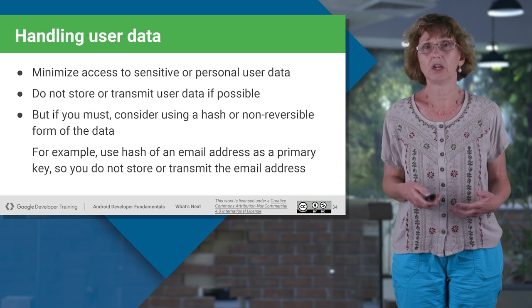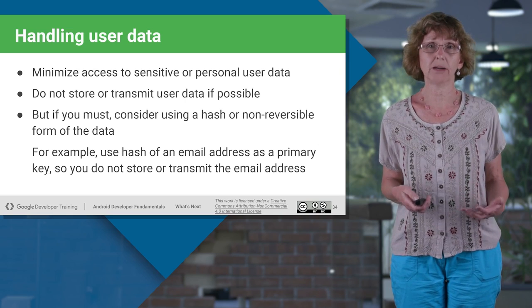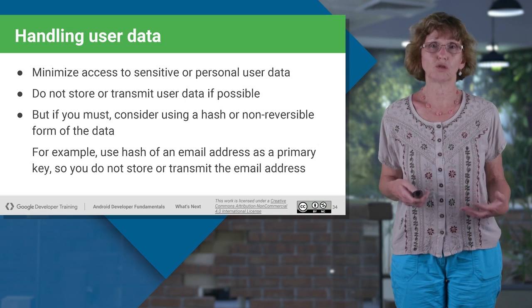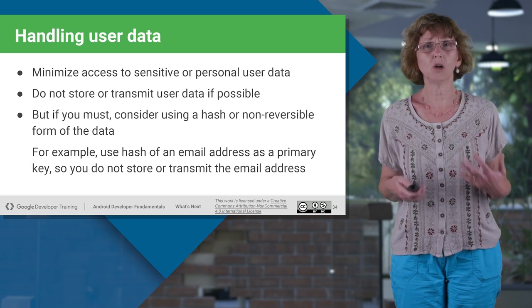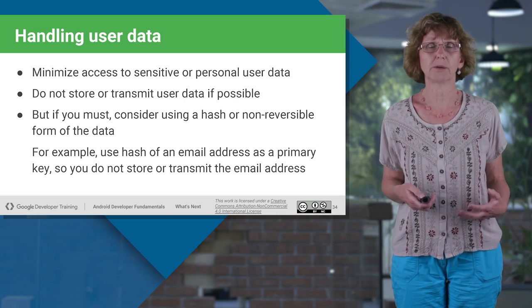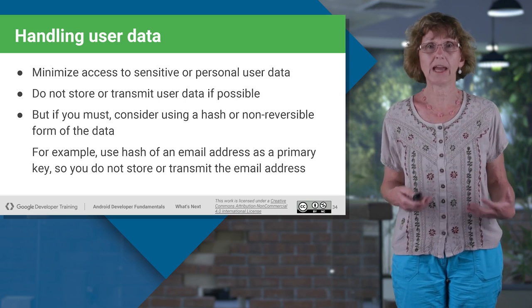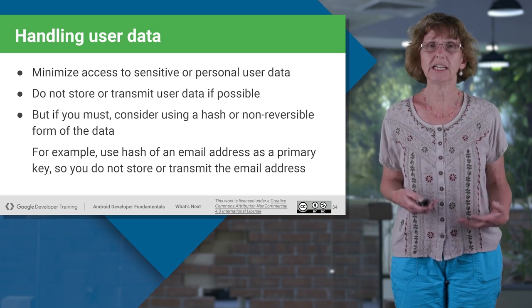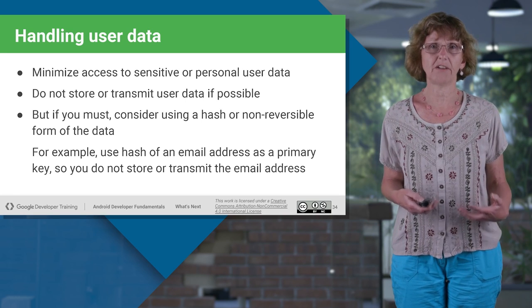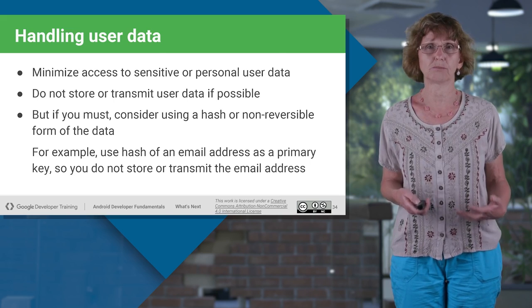So for example, use a hash of an email address as a primary key, so that you don't store or transmit the email address. I'm not going to go into primary keys too much, but I just really need to raise awareness with you that your app really needs to be very, very aware of being careful with users' private data.